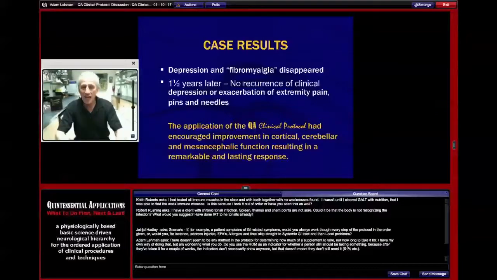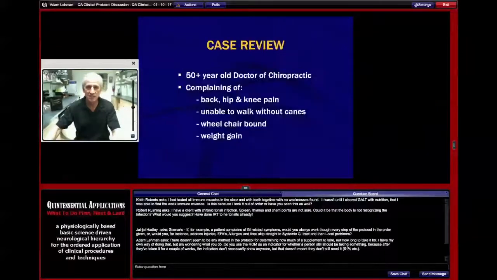So the first day was just the first 11 steps, and after that we kind of shored up the edges and provided, of course, nutritional support to assist in the process of her healing. So the application of the QA clinical protocol encouraged improvement where? In cortical, cerebellar, and mesencephalic function, resulting in a remarkable and lasting response.